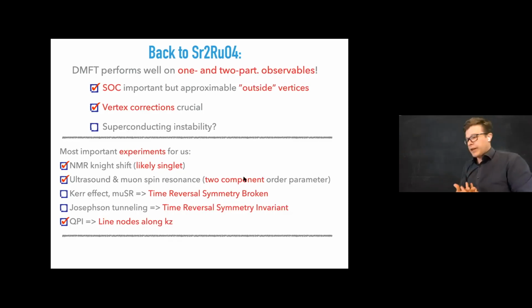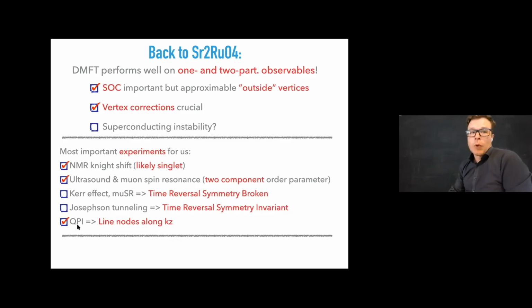The Kerr effect as well as μSR prefer a time reversal symmetry broken state, while Josephson tunneling prefers the time reversal symmetry invariant superconducting state. That's why we have to consider later on both of these possibilities, which I will abbreviate with TRSB and TRSI.